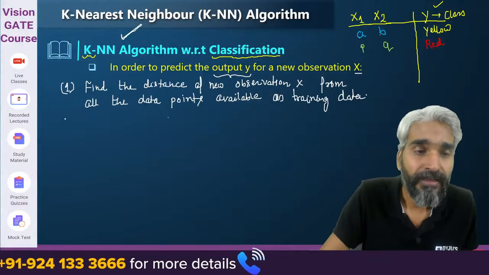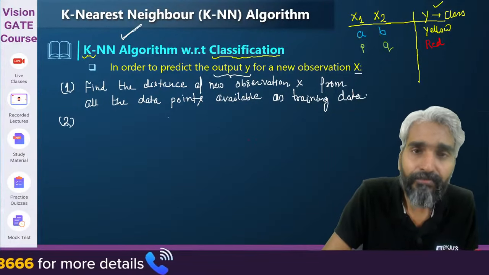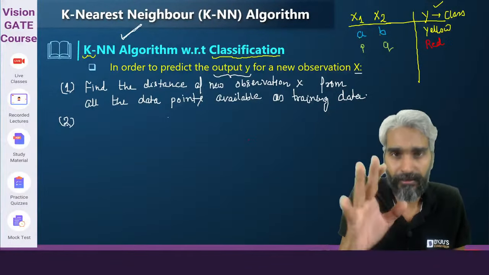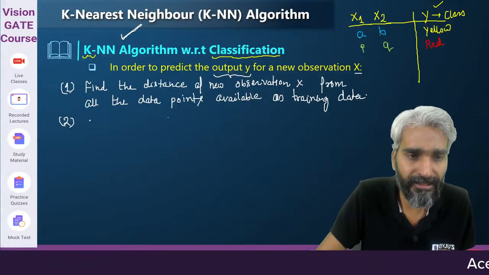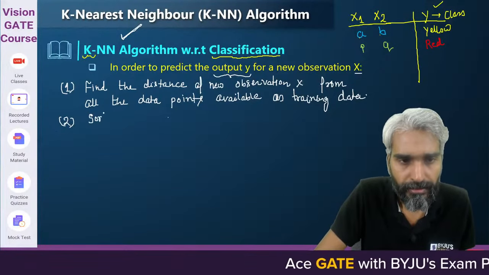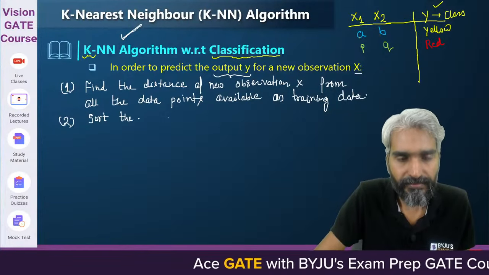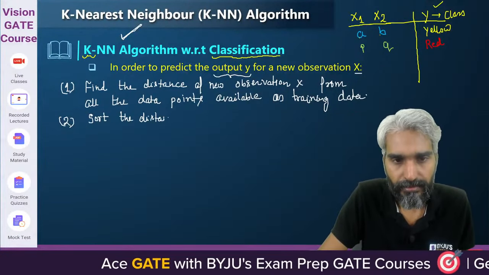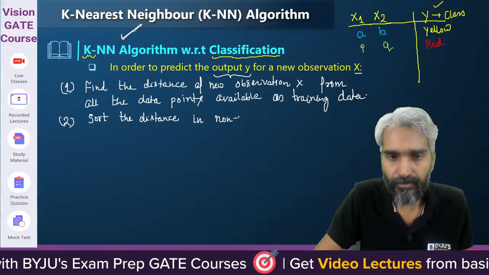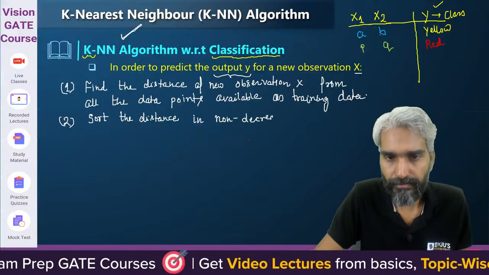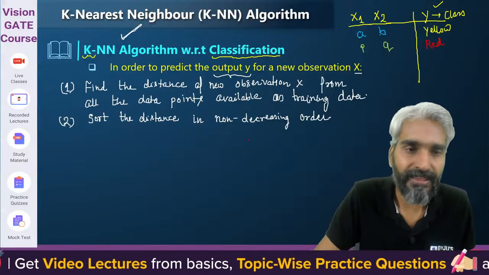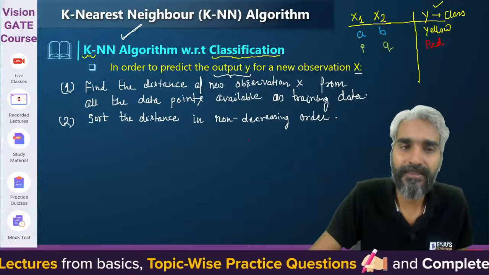So find the distance of the new observation x from all the data points available as training data. Now the second thing is that we will list the distances in increasing order. Second thing is sort the distances in non-decreasing order. Two distances may be equal, therefore let's say sort the distances in non-decreasing order.